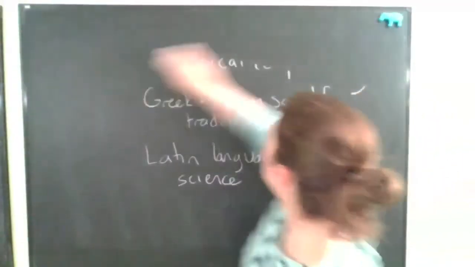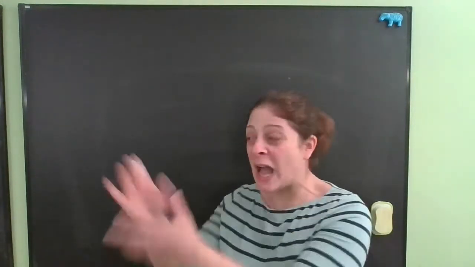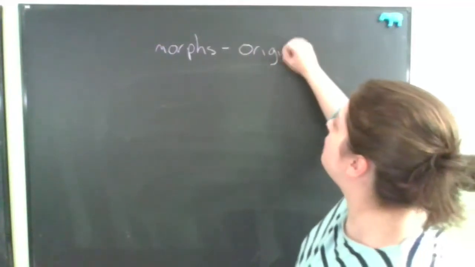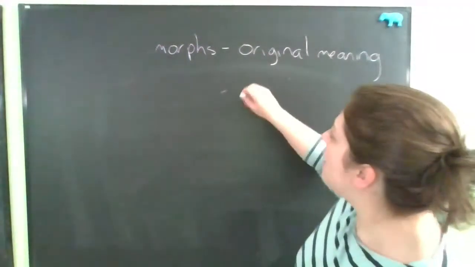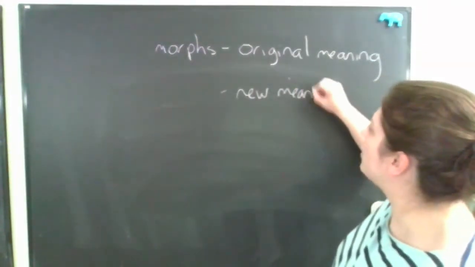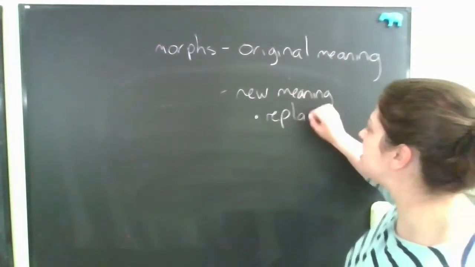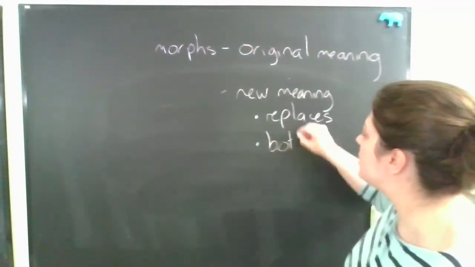Now I do want to note something along the lines of classical compounding, and that is that, like I said, they're drawing their morphs from the classical languages, from Greek and Latin, and those morphs have a meaning that they held in their original language. Sometimes the morphs just keep their original meaning. They just choose a morph whose meaning happens to be what they need. Sometimes they assign a new meaning to a morph. And in this case, sometimes the new meaning replaces the old meaning of the morph that was in use before. Sometimes both are used going forward.